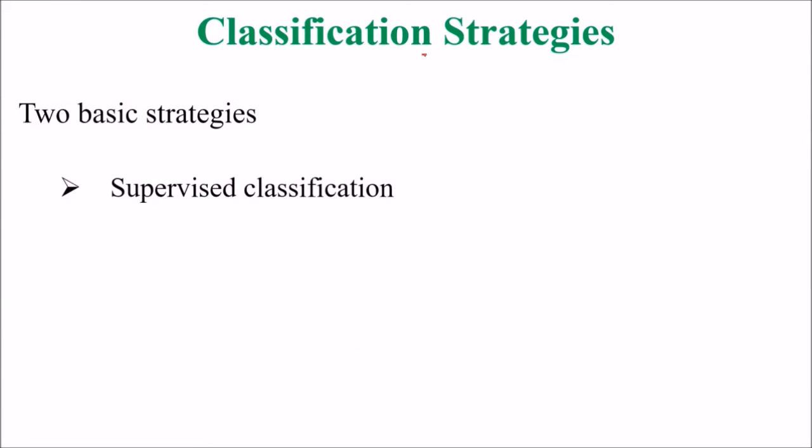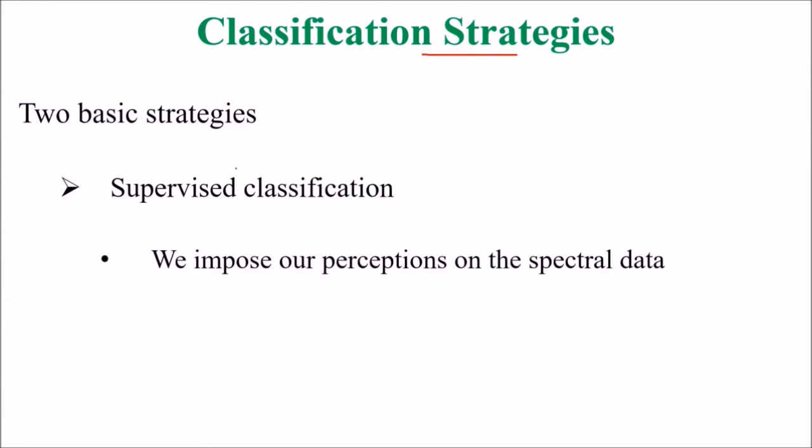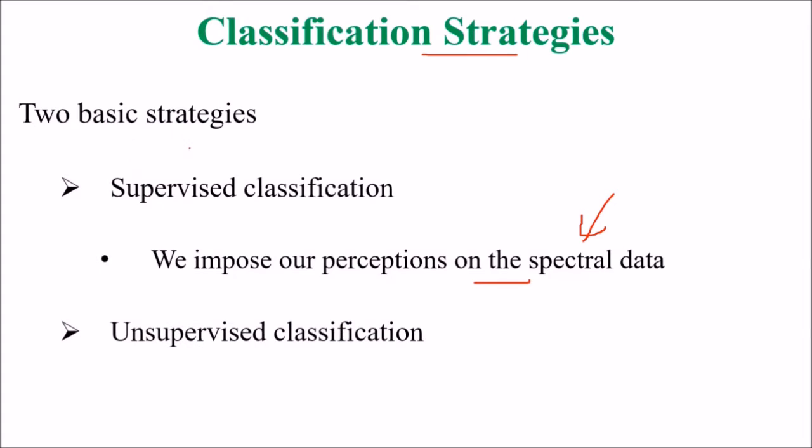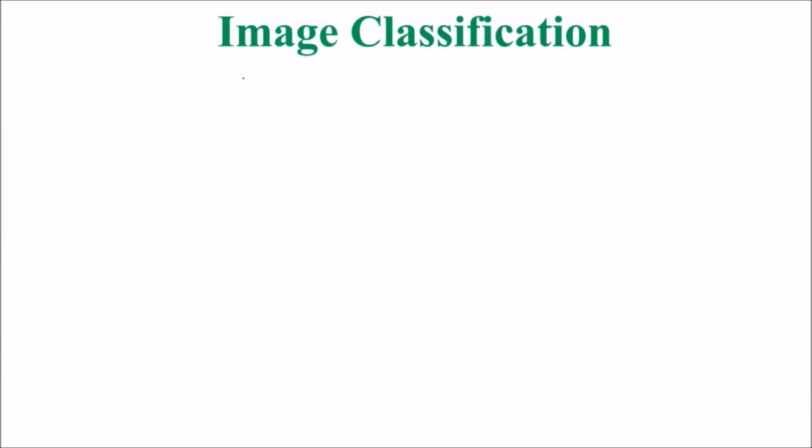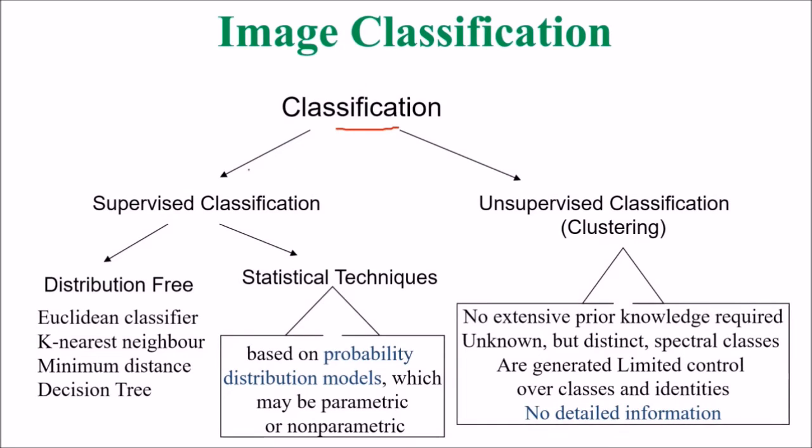So, the two basic strategies for classification: the first is supervised classification. We impose our perceptions on the spectral data because we are aware and have a priori knowledge of that area. In unsupervised classification, the spectral data imposes constraints on our interpretation. We are not aware, so let us tell the computer or the algorithm, and depend on what the classification will give us. So we have classification. Let us decide.